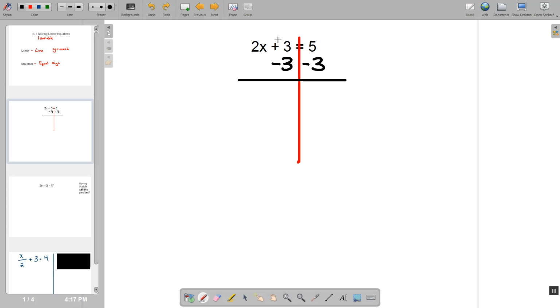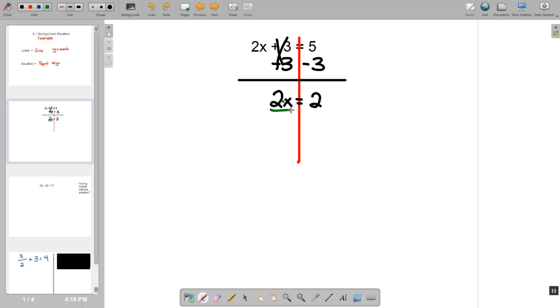Then I simply simplify each side. Negative 3 and positive 3, well, that's 0. So the only thing left on the left side of the equation is positive 2x. The only thing left on the right side of the equation is positive 2, because 5 minus 3 is positive 2. Now, if you see a 2 and an x next to each other, and there's no operation between them, that means they are being multiplied.